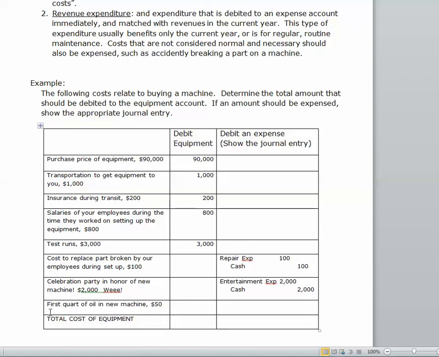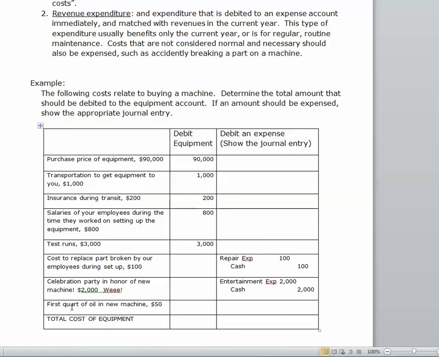All right. This is another tough one here. First quart of oil in the new machine, $50. The machine can't run without oil. The metal parts would be grinding against each other. So you have to have oil in there to run the machine. Well, that makes it sound like maybe we should capitalize it.